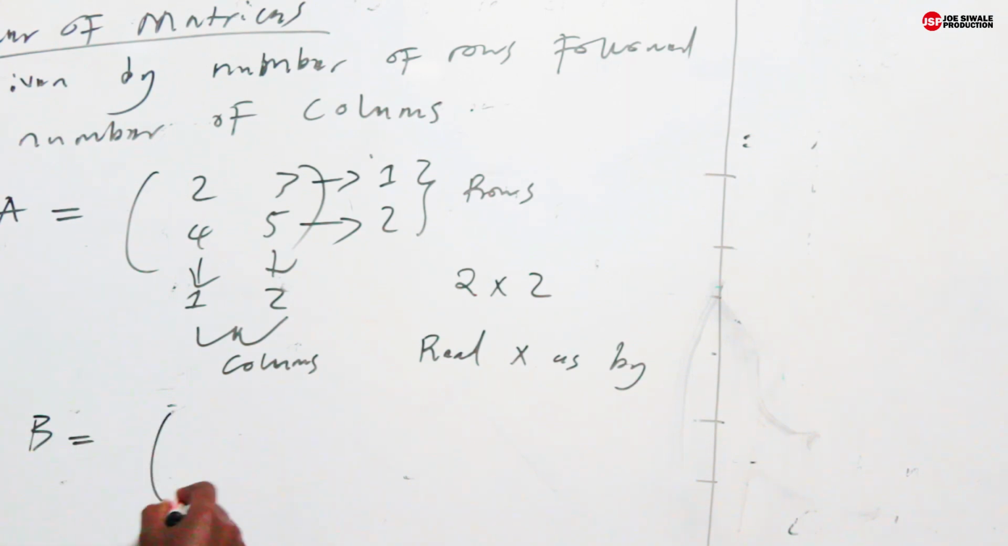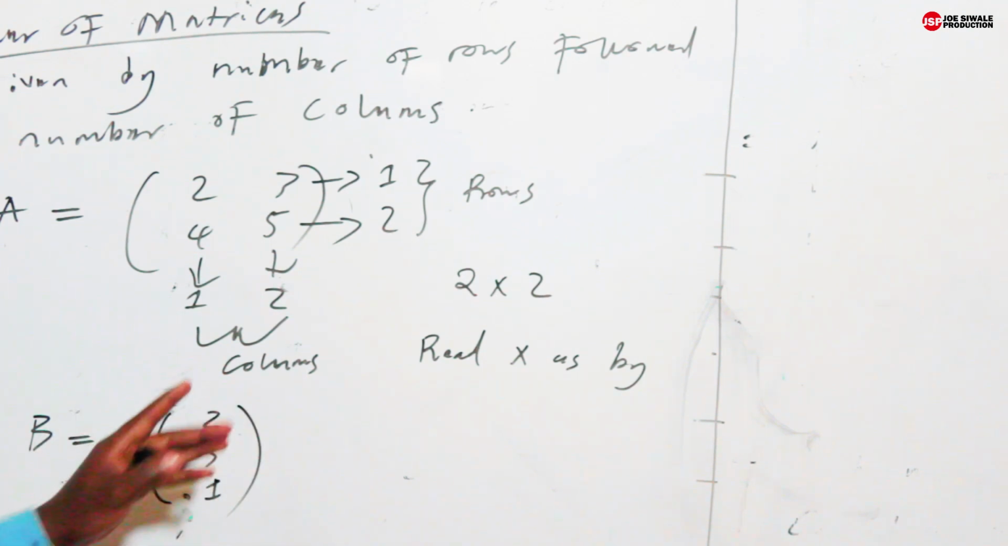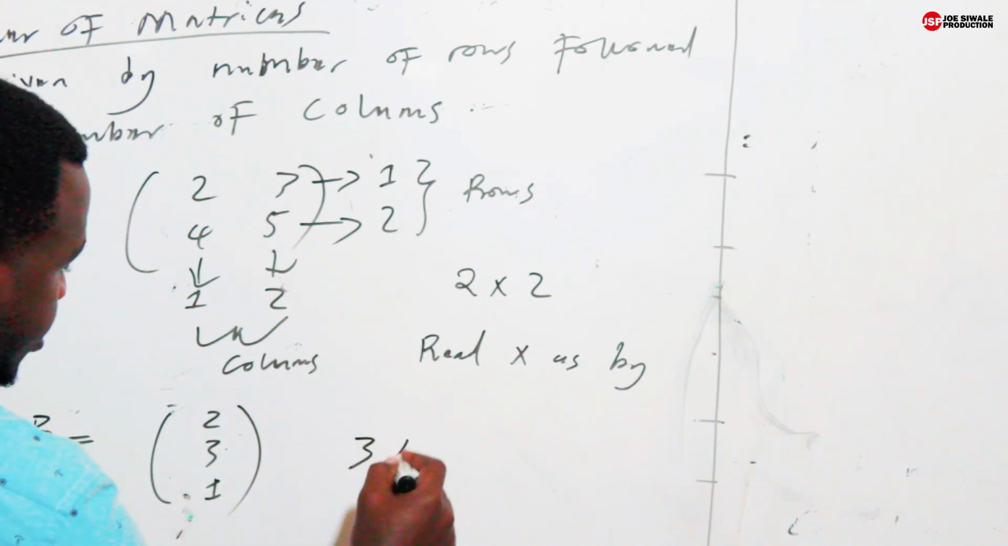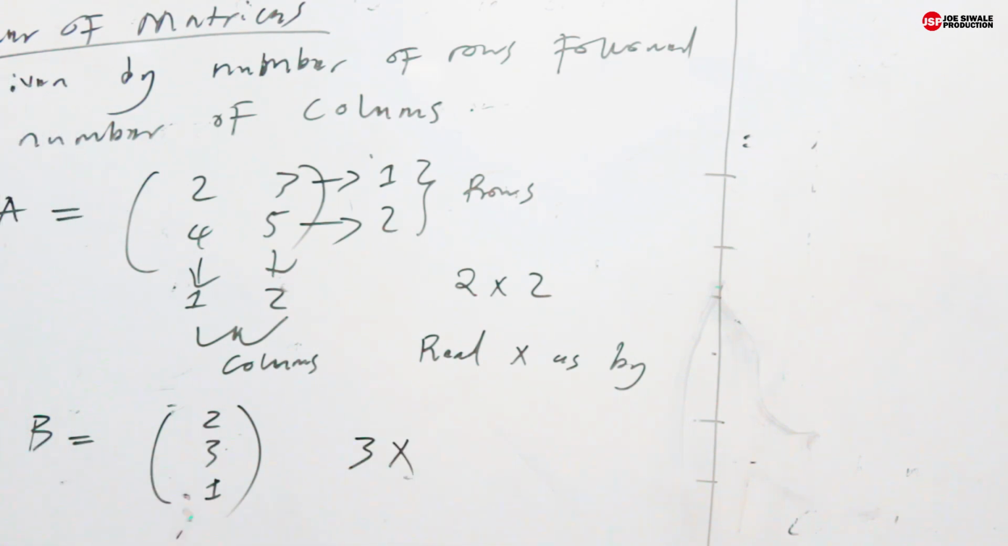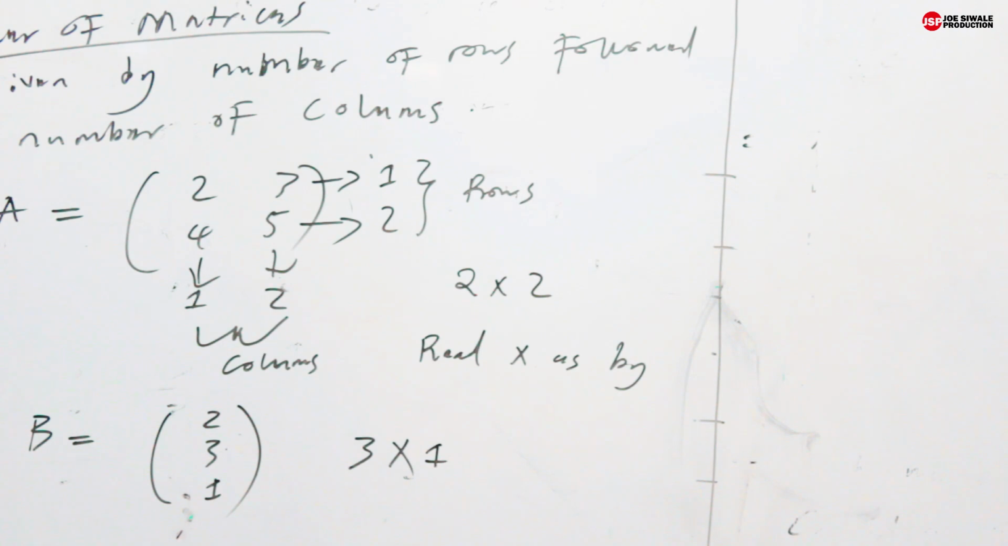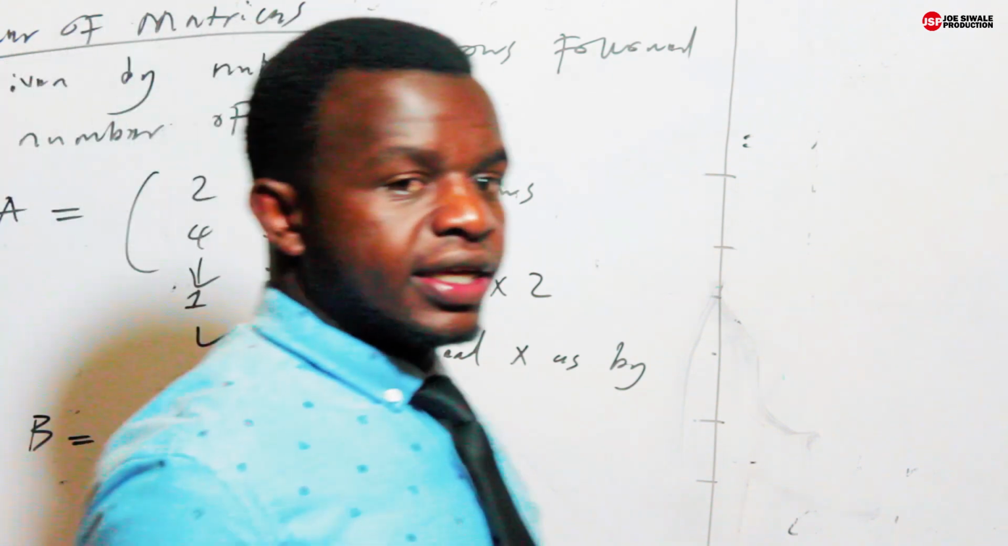Matrix B, if it's 2, 3, 1, and giving the order there, first of all, we start by counting the number of rows. So we have 1, 2, 3. So we say 3 rows multiplied by the number of columns. We only have 1 column there. So 3 by 1. Let us look at the next thing.